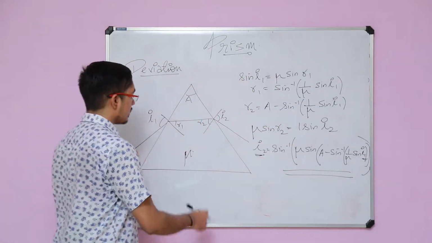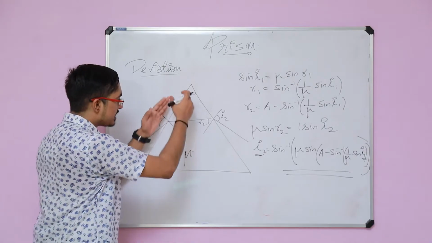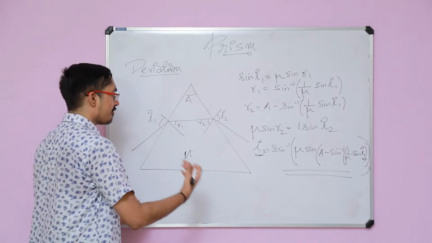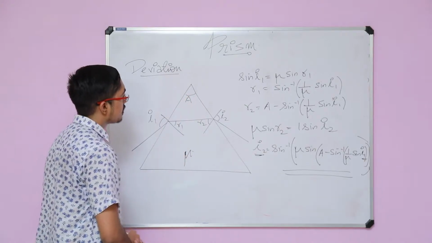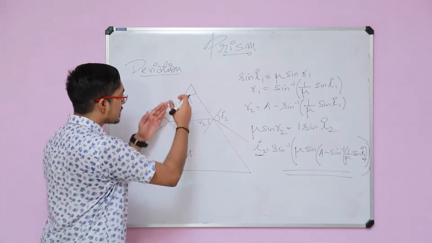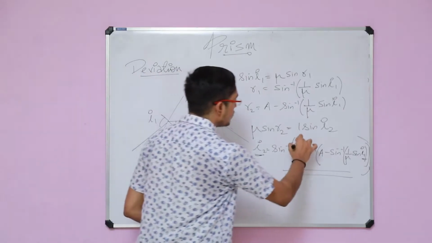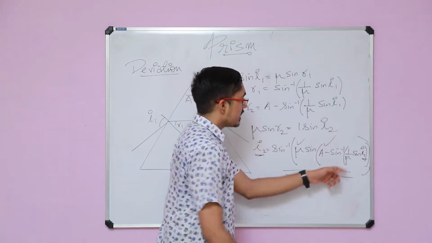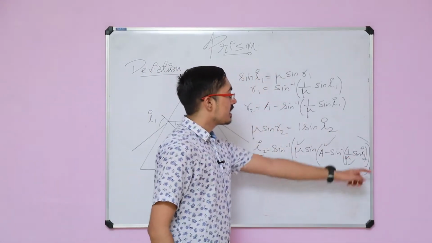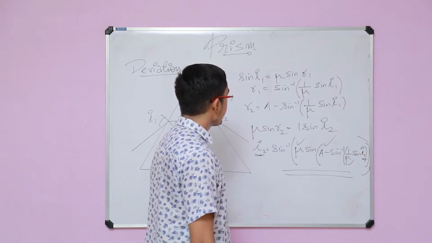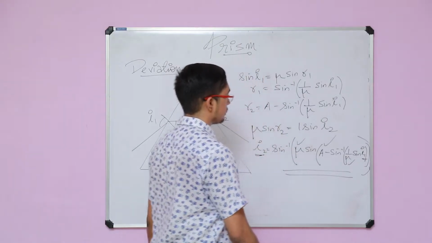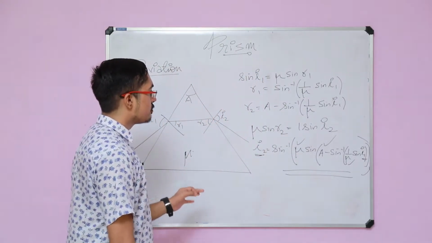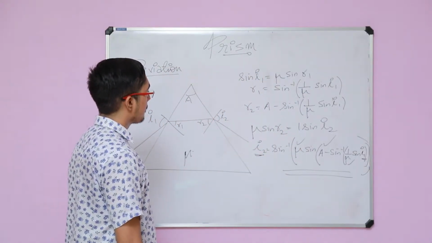Mu is a constant, right? As long as I don't change my prism, the material of the prism remains a constant, and A remains a constant because it is a property of the prism as such. So here mu is a constant, A is a constant, again mu is a constant, and I1 is the only variable. So I2 can be expressed in terms of I1. That is the point that I would like to make very clear over here.